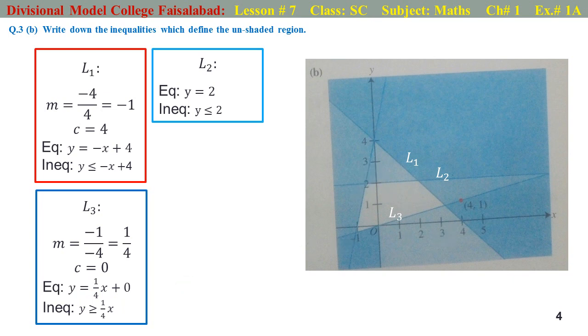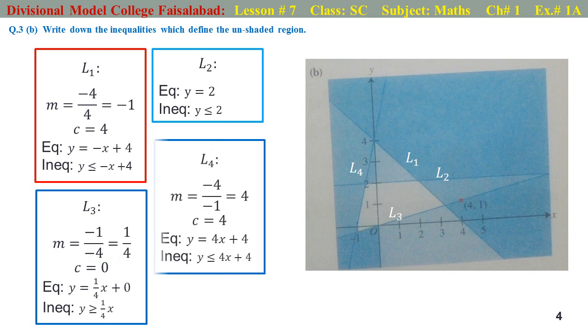And this one is the line L4, which is passing through this point and this point on x-axis. So using the rise and run method, from this point to this point we will rise 4 units downward and we will run 1 unit to the left hand side. So our rise is -4 and our run is -1 for this line L4. Rise is -4 and run is -1 from this point to this and then this point.